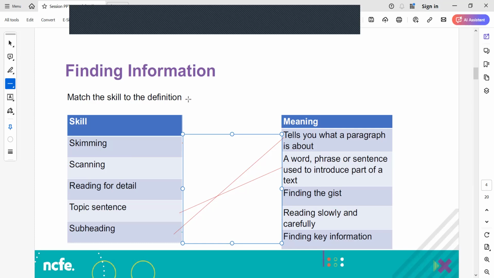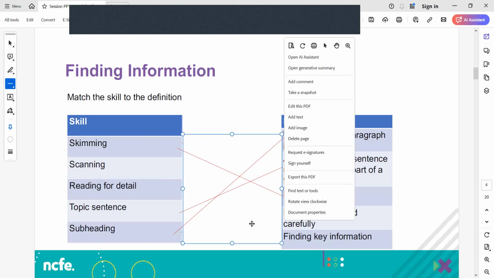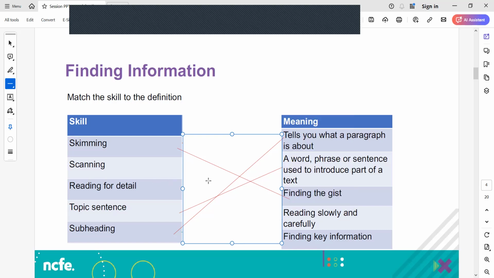Okay, finding the gist. Skimming. Good. Reading slowly and carefully. Scanning. Okay, so we've got left scanning and reading for detail. And the two meanings we've got left are reading slowly and carefully, or finding key information. So reading slowly and carefully, that one would be reading for details. Yeah.